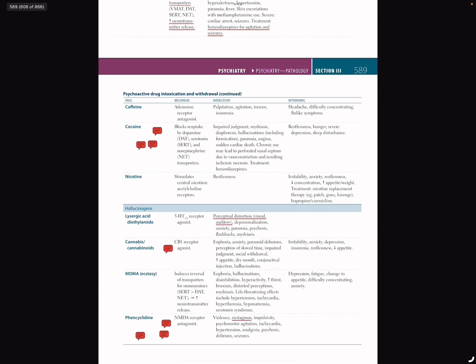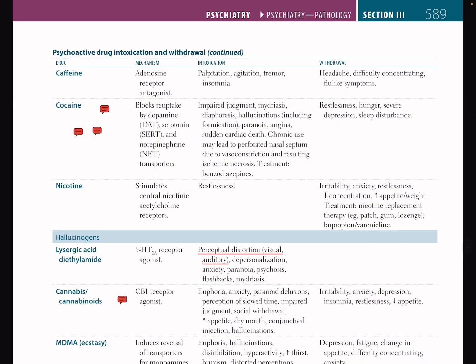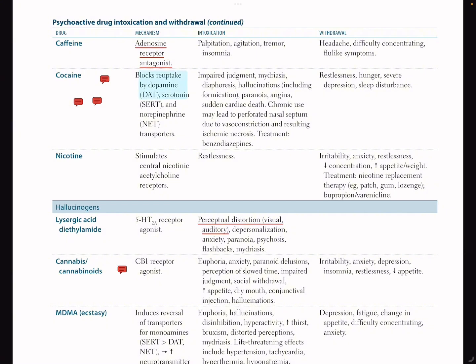Psychoactive drug intoxication and withdrawal continued. Caffeine is an adenosine receptor antagonist. This is important. It causes palpitations, agitation, tremor, insomnia. Withdrawal will be headache, difficulty concentrating, flu-like symptoms. Cocaine blocks reuptake of dopamine, serotonin, SERT, and norepinephrine, the NET transporter. Okay, so dopamine is the blocking of reuptake.